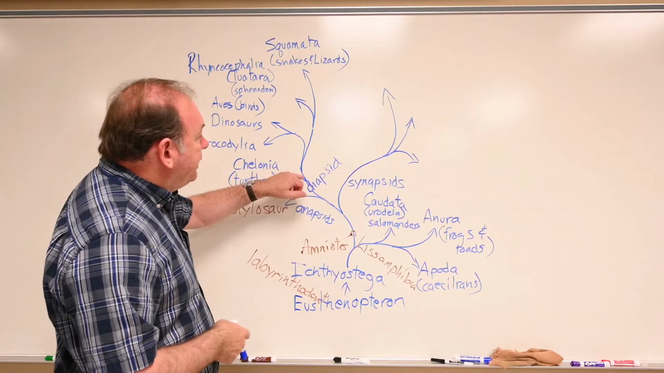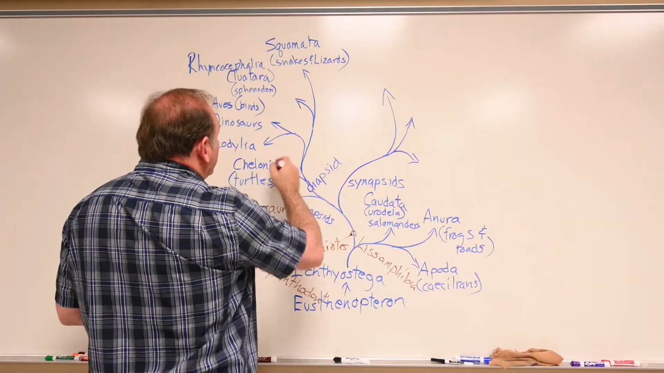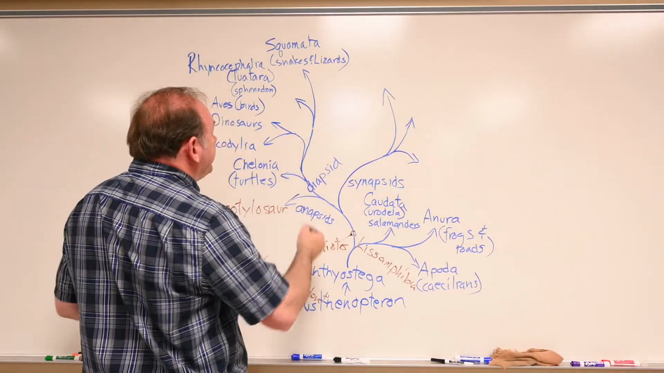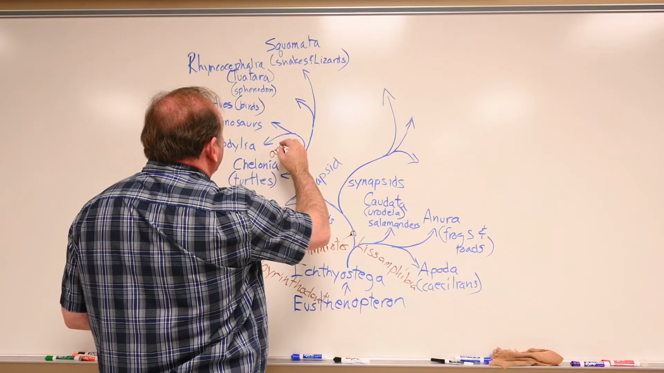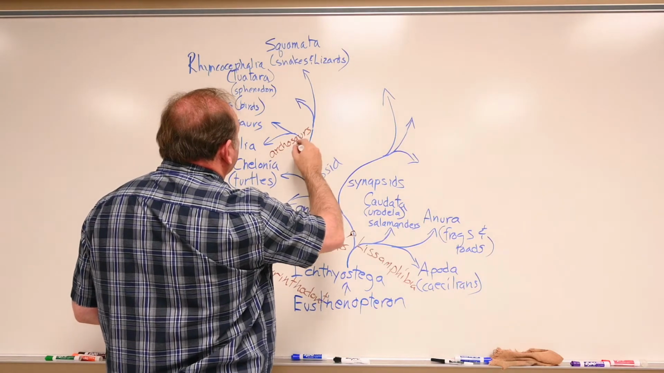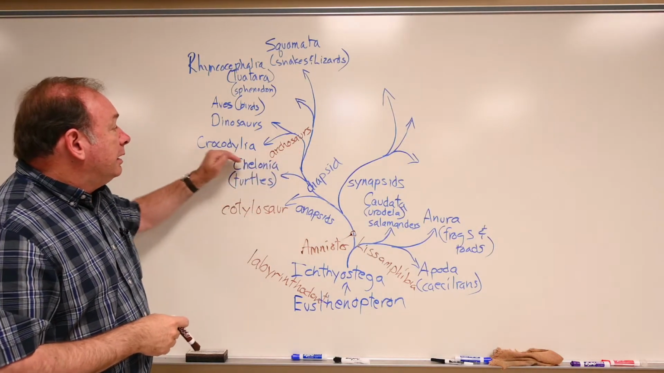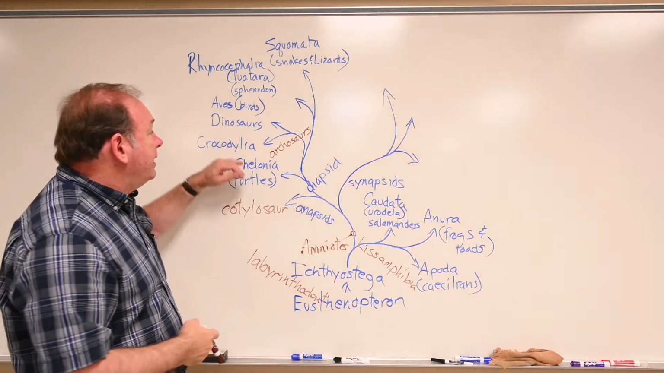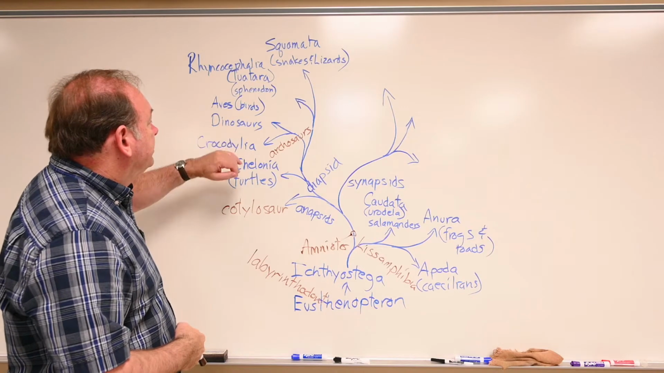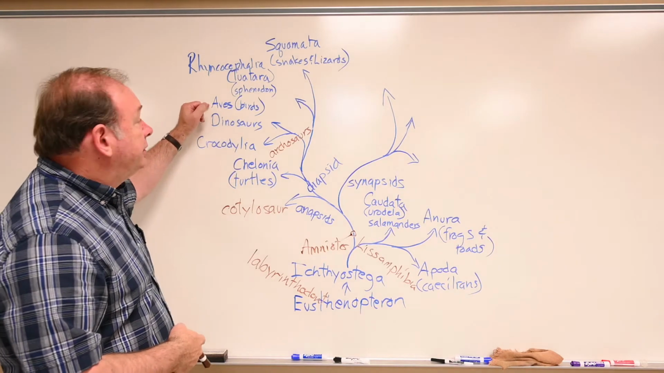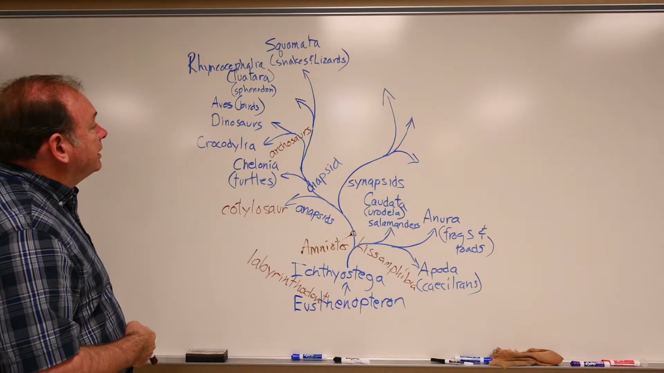So we have turtles. The next lineage up here, I'm going to write this in brown here. These are the archosaurs. It includes the crocodilians, that's your alligators, crocodiles, caimans, and such. Crocodilians, that's one lineage. The dinosaurs and aves, the birds, that's another group there. Dinosaurs, birds, and crocodilians are archosaurs.